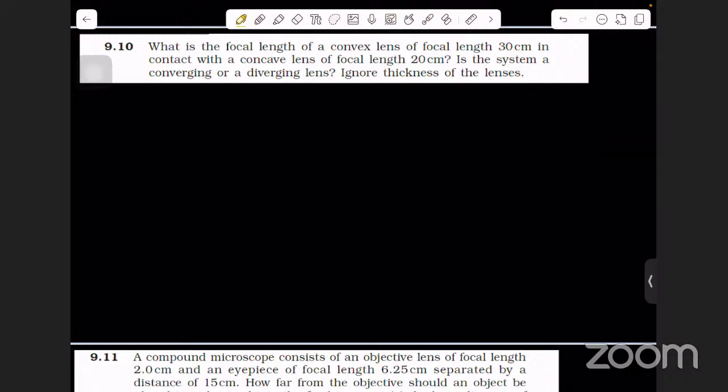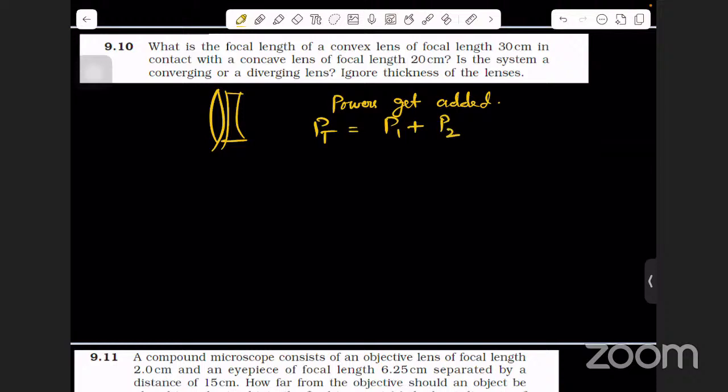It's a combination of optical systems. All right. Always the powers get added, right? The powers get added, right? So the total power will be equal to the power 1 plus power 2. We need the total power. What is power? That is inverse of the focal length, right? Which is 1 upon f1 plus 1 upon f2.